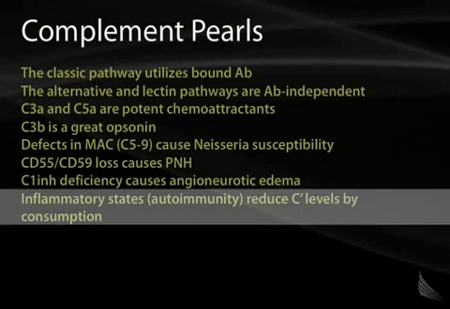And inflammatory states or autoimmunity, another important point here, reduce complement levels by consumption. So we'll get to this again when we talk about hypersensitivity and autoimmunity. But if you have a chronic inflammatory state, you're going to see low levels of complement. Why? Because complement is constantly being activated by all of the antibodies that are running around. So one of the markers of autoimmunity is reduced complement levels. And again, we'll get to that a little later when we talk about autoimmunity.